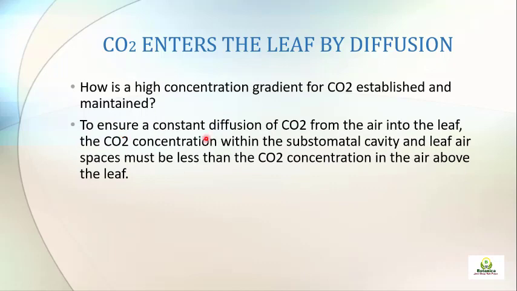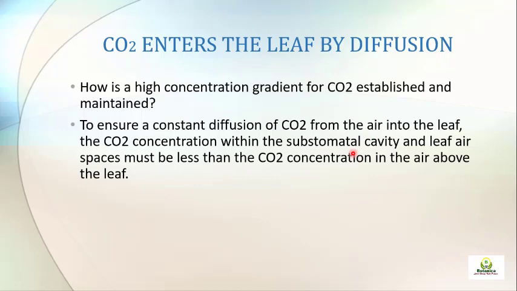To ensure a constant diffusion of CO2 from the air into the leaf, the CO2 concentration within the substomatal cavity and leaf air spaces must be less than the CO2 concentration in the air above the leaf. So it is quite understandable that for diffusion to occur there should be a concentration gradient. There should be a difference in the concentration of the molecule.